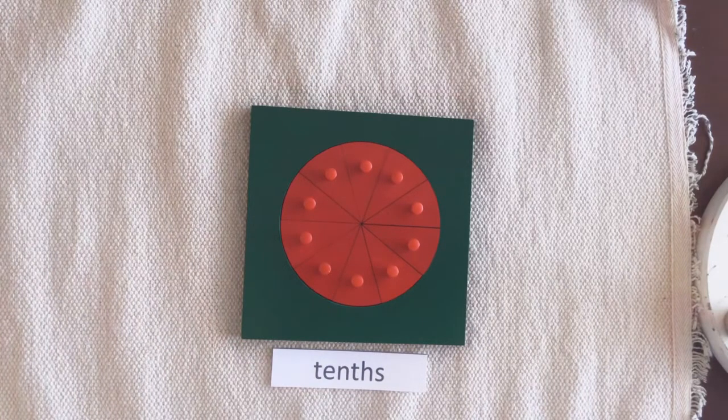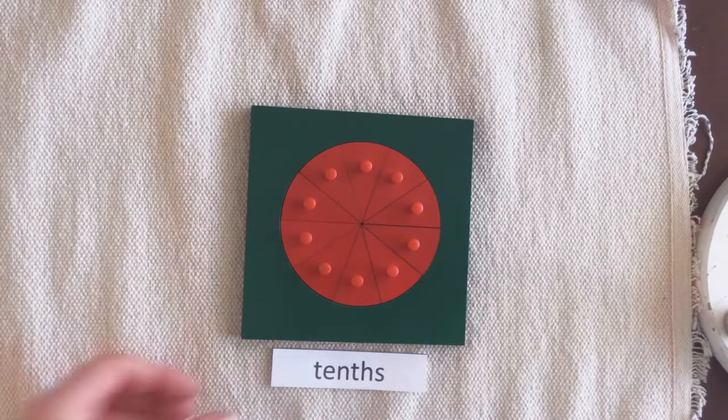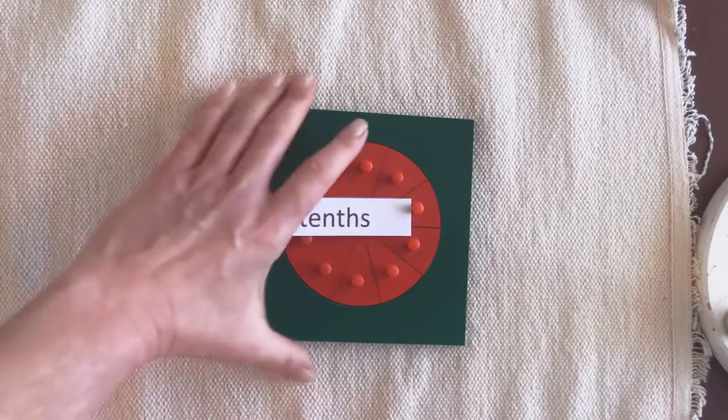All right. So now that we know our family names of our fractions, we can tell them apart when we're talking about them. All right. And that is how we name our fractions. Now, of course, there are fractions bigger than tenths as long as they are equal parts, but we're going to stop there for today.